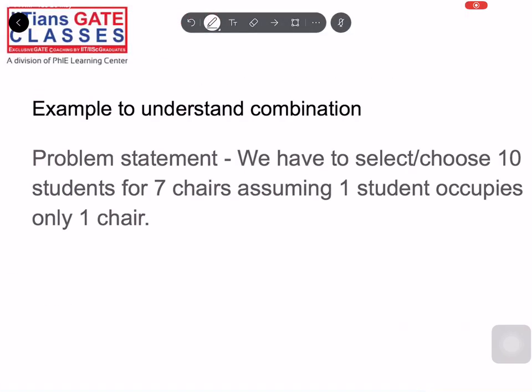Now this is the problem statement I'm using to understand what is basically a combination.